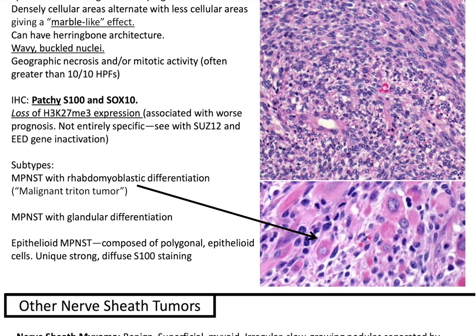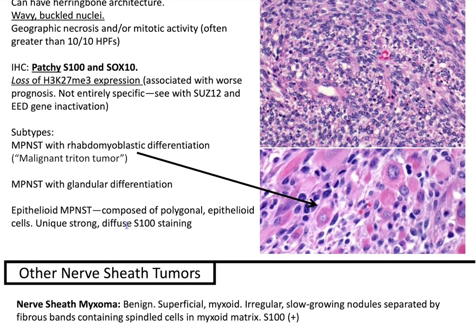Subtypes include your malignant triton tumor, which is basically malignant peripheral nerve sheath tumor with rhabdomyoblastic differentiation. You can have MPNST with glandular differentiation, and you can have an epithelioid MPNST, which has polygonal epithelioid cells, usually with unique, strong, diffuse S100 staining. And going back to your malignant triton tumor, here are your cells with rhabdomyoblastic differentiation. Here's a strap cell.